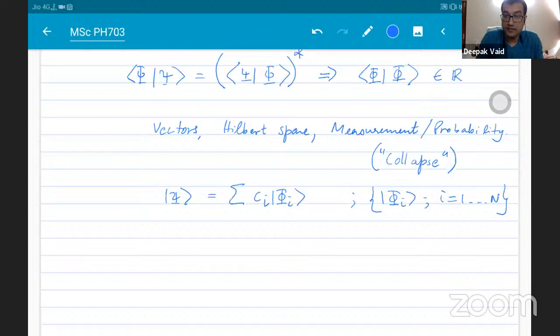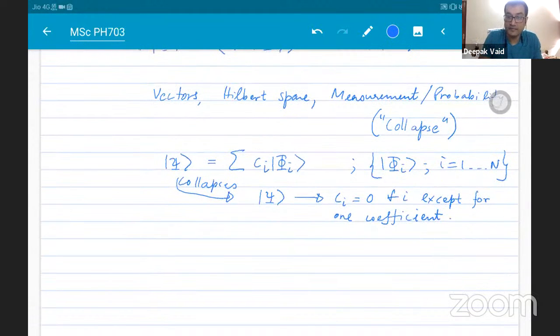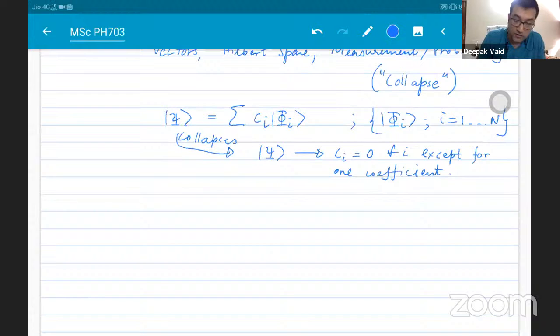When this state collapses, what happens is that in a measurement, all of the coefficients become 0 except for one coefficient, right? Now you don't know which coefficient that is going to be until you take that measurement. Which state it collapses into, you don't know.